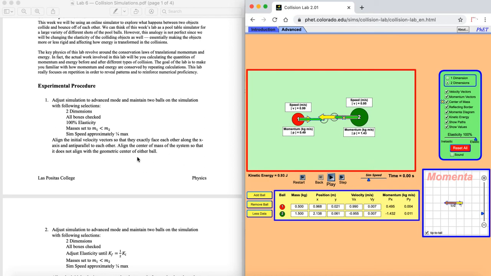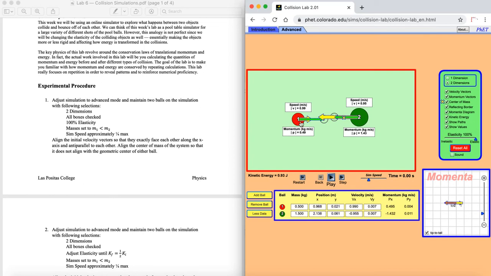Okay. Now, what about this thing about aligning their center of masses so that they're not aligned at the geometric center of either ball? Well, all I have to make sure is that the two balls have different y values. And you can visually confirm, if you look, there's the x for the center of mass. The number 1 is at the center of mass of the red ball, and the number 2 is at the center of mass of the green ball.